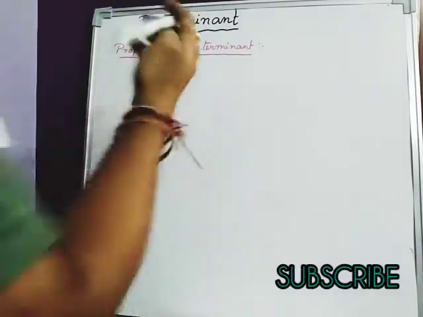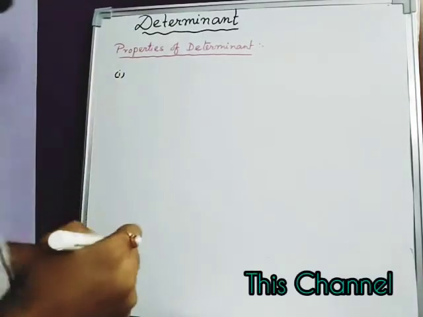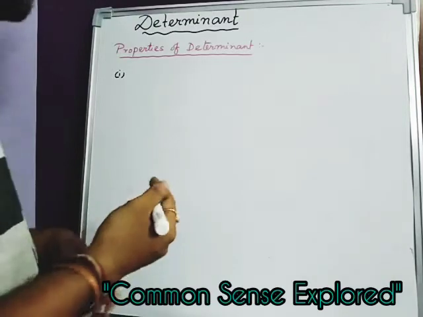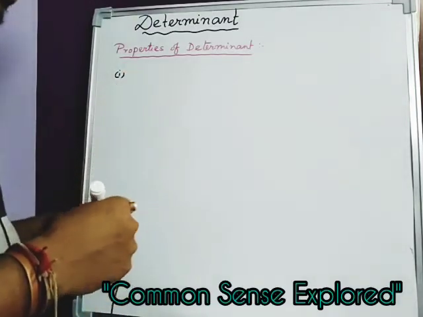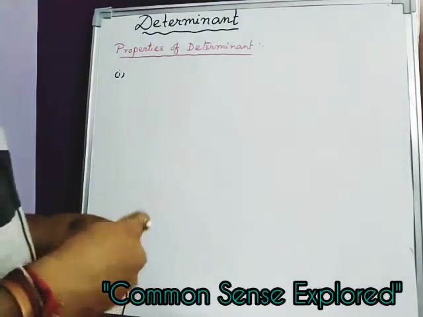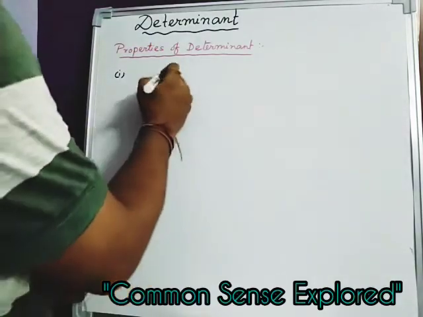First of all, the first property I am writing here. First property: for a matrix, we want to calculate the determinant of a matrix, right? So now, the first property, please remember: if two rows or two columns of a matrix are identical, then the determinant is 0. Two rows or two columns are identical.